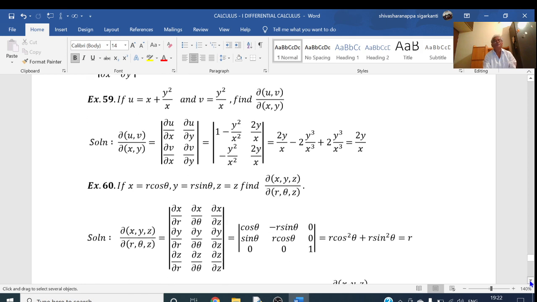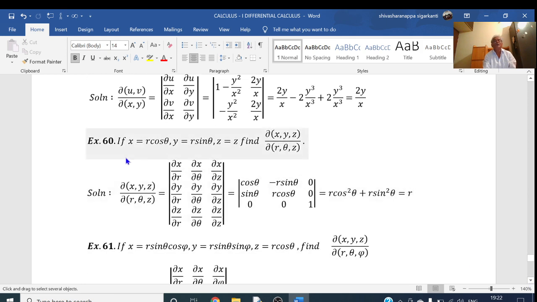One more example. If x equal to r cos theta, y equal to r sin theta, z equal to z itself. Find ∂(x,y,z)/∂(r,θ,z). So this is the Jacobian. First row partial derivatives of x, second row partial derivatives of y, third row partial derivatives of z with respect to r, theta and z.